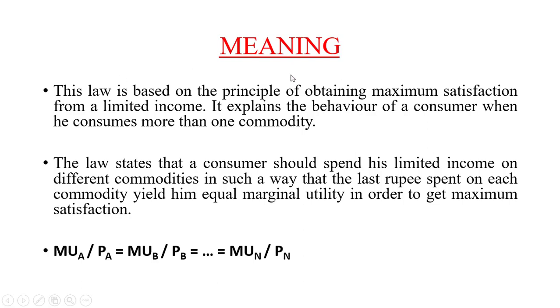Now let's see what the law of equi-marginal utility is. Diminishing marginal utility we have already discussed. Now let's discuss the law of equi-marginal utility. First you see what is the meaning of this. This law is based on the principle of obtaining maximum satisfaction from a limited income. In equi-marginal utility, the main thing is still utility, which means satisfaction, but here we are considering the limited income of the person.